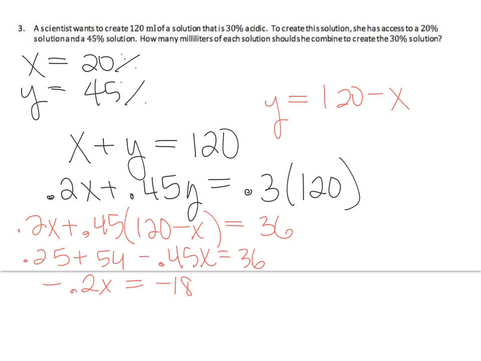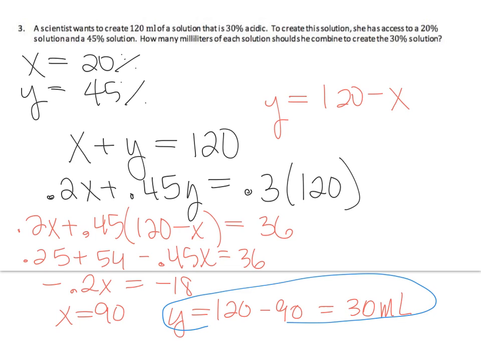And my answer is I need 90 milliliters of the 20% solution. y is 120 minus 90, so I need 30 milliliters of the 45% solution and 90 milliliters of the 20% solution. And that'll give me 120 milliliters of the 30% solution.